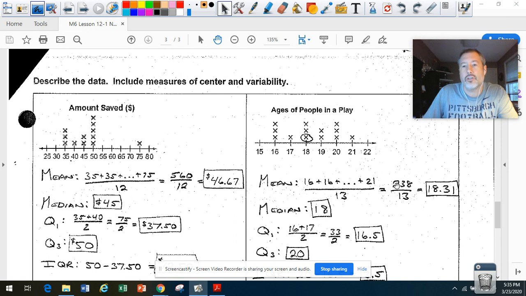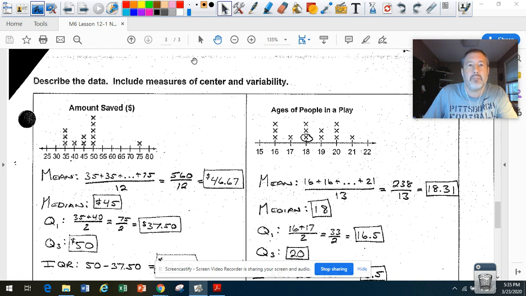So we add all those numbers up, we get a total of 238 divided by 13, because there's 13 pieces of data here. So we get that the average age is 18.31 years. So we're looking over 18 a little bit and go from there.